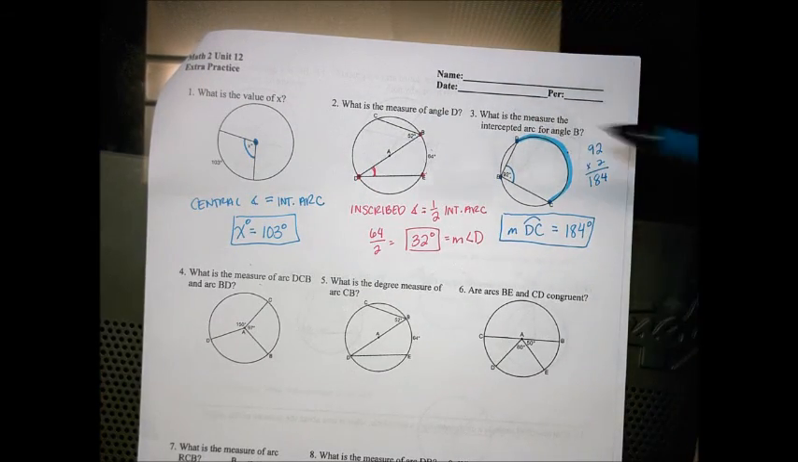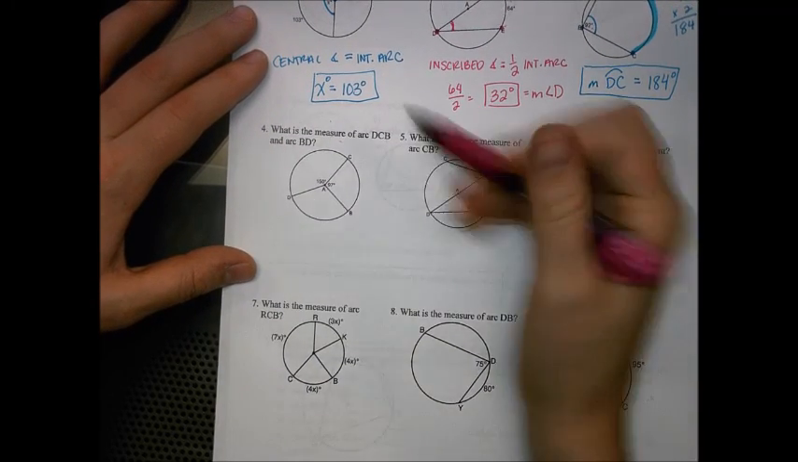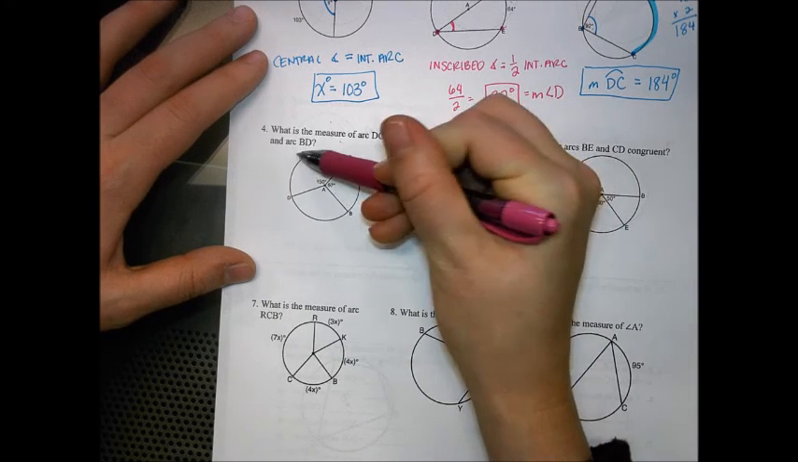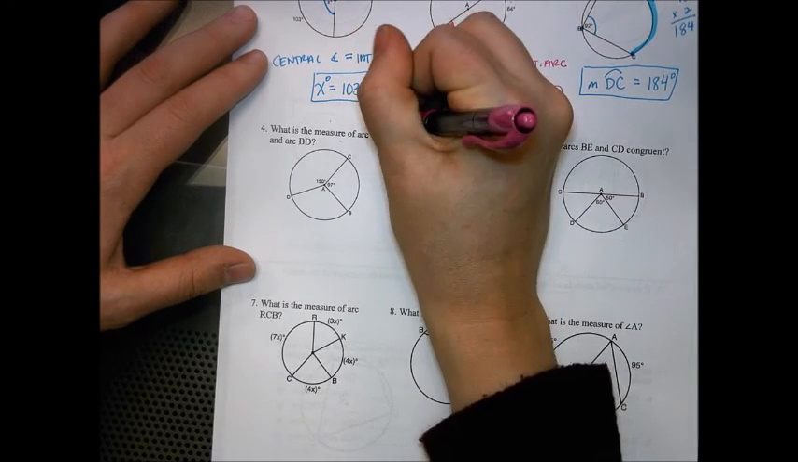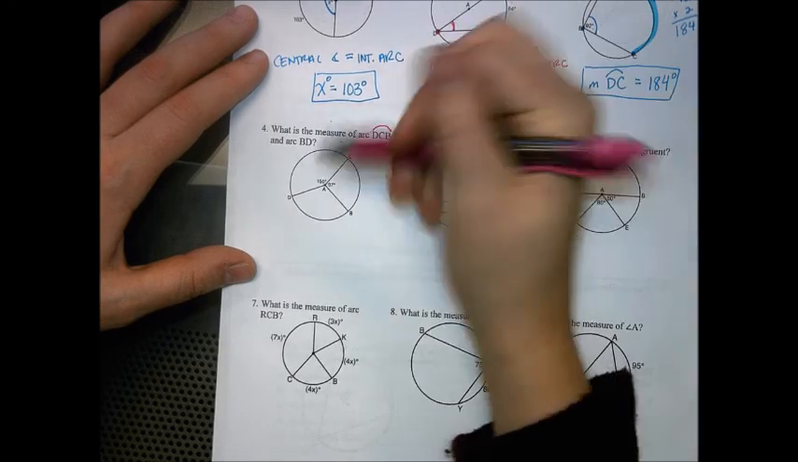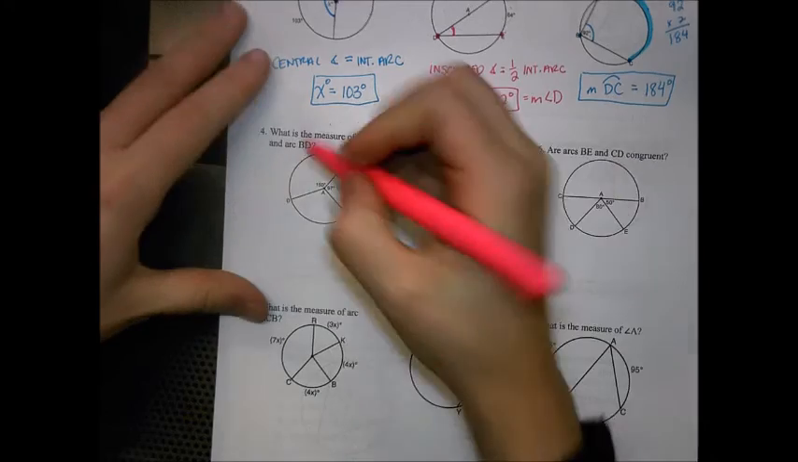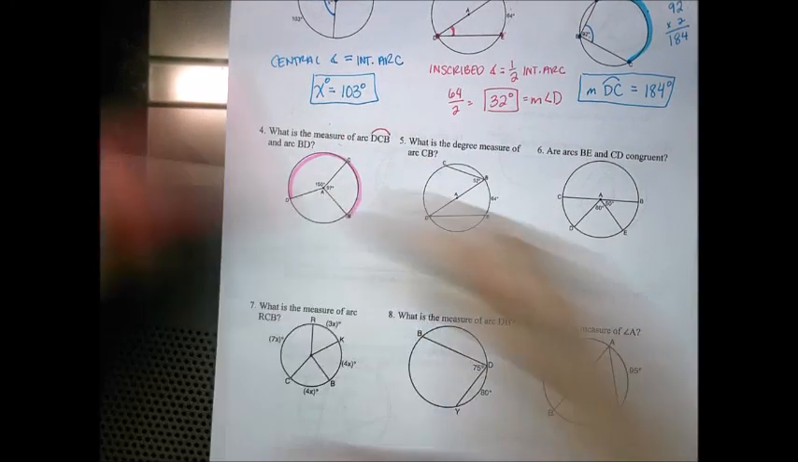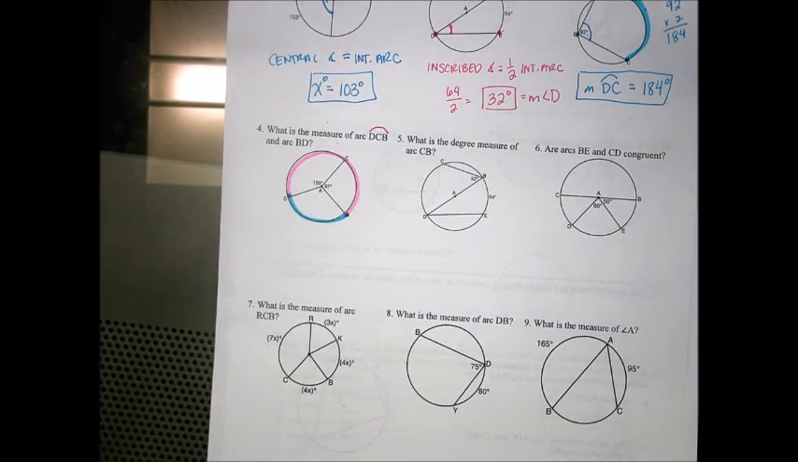So, going to number 4, these are all central angles, which means their arcs are equal to their angle measurements. What is the measure of arc DCB? DCB is all the way around. And what is the measure of arc BD? So I want 2 separate answers here.